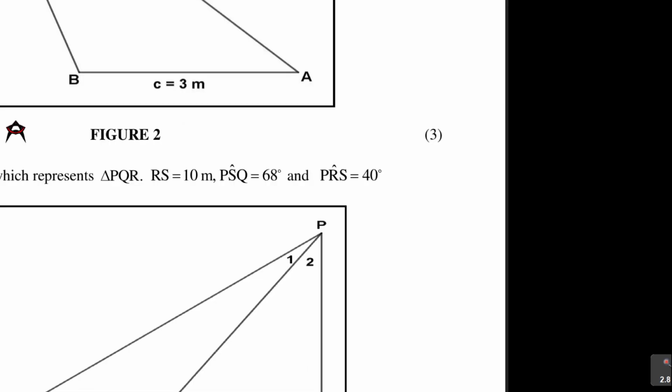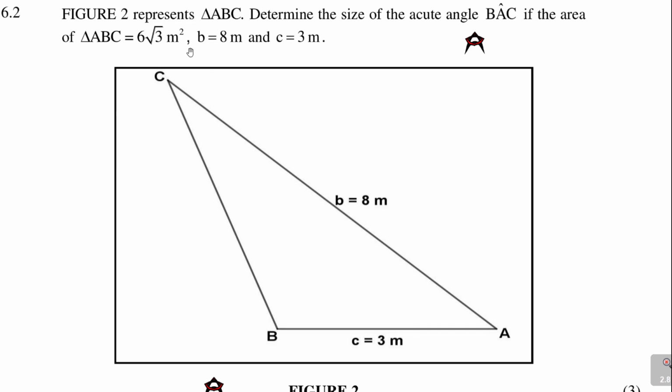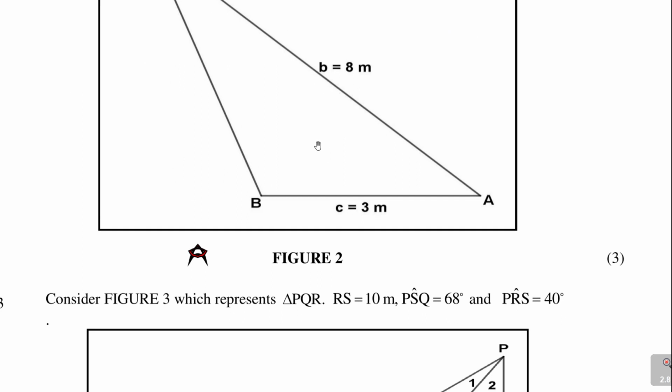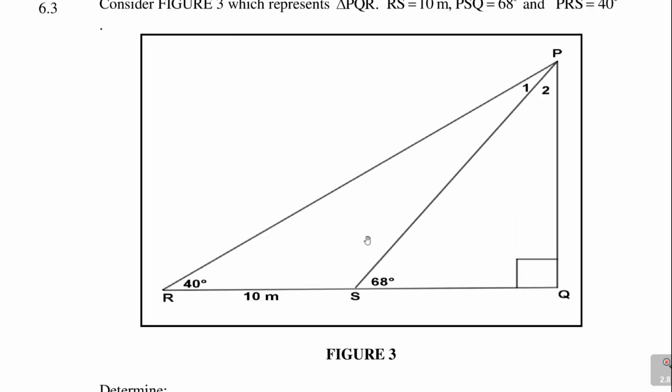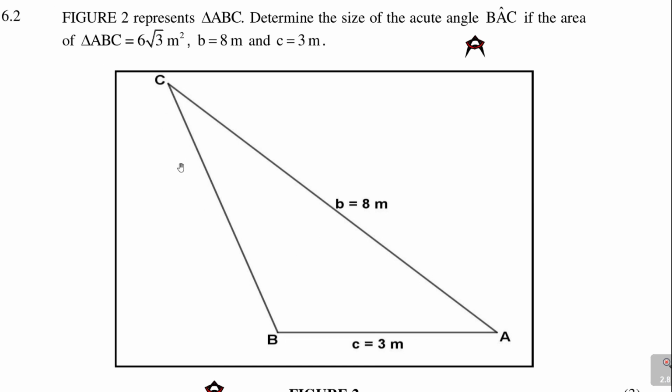And then to wrap up this end of our intervention, remember, as I said, it is a crash course intervention. I end with this question, which I think is now part of your area: your sine rule, cosine rule, as well as using trig ratios. Let's look at this. It says figure 2 represents a triangle ABC. Determine the size of the acute angle BAC, if the area of the triangle is given.